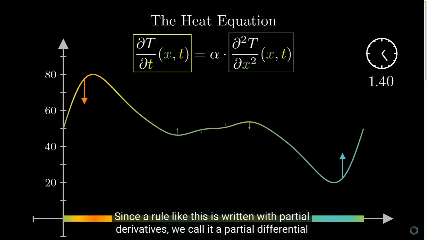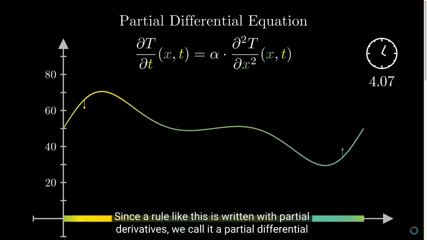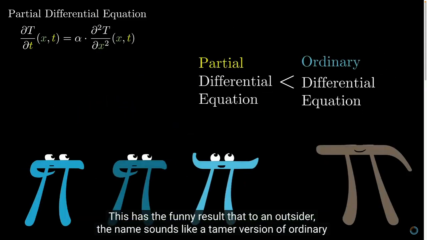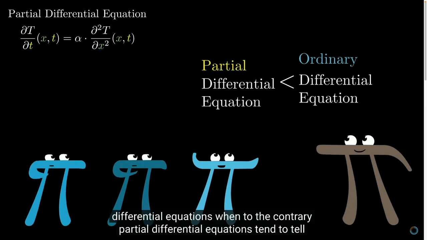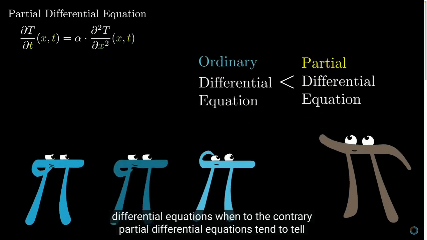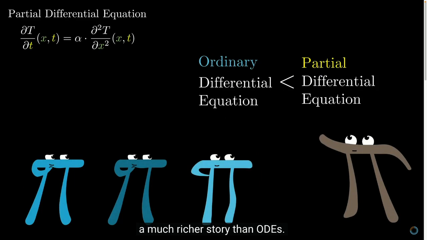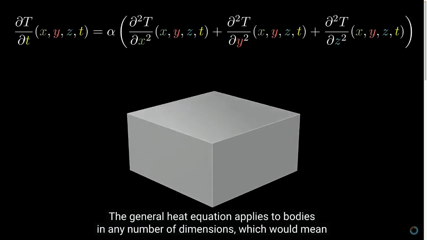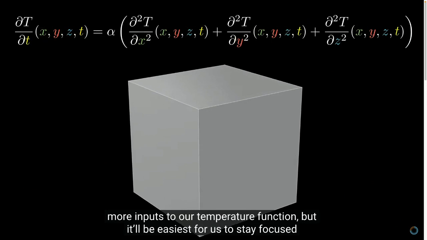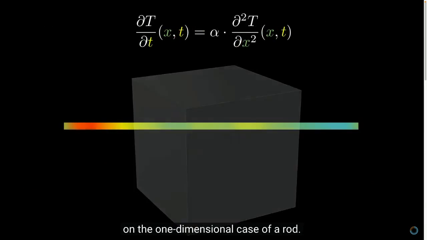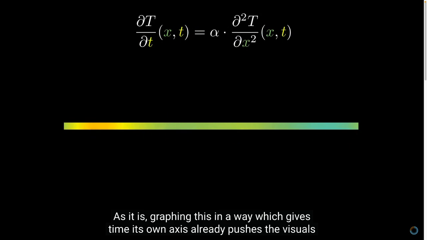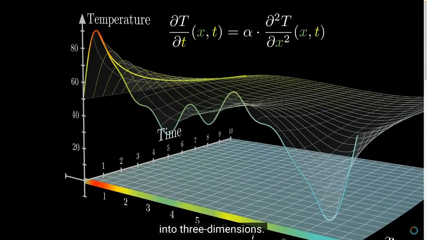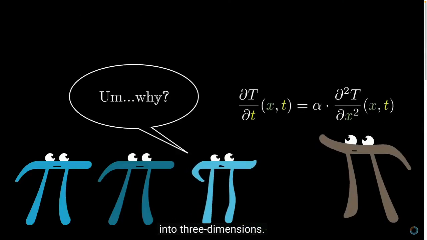Since a rule like this is written using partial derivatives, we call it a partial differential equation. This has the funny result that to an outsider, the name sounds like a tamer version of ordinary differential equations, when quite to the contrary, partial differential equations tend to tell a much richer story than ODEs and are much harder to solve in general. The general heat equation applies to bodies in any number of dimensions, which would mean more inputs to our temperature function. But it'll be easiest for us to stay focused on the one-dimensional case of a rod. As it is, graphing this in a way which gives time its own axis already pushes our visuals into the third dimension.